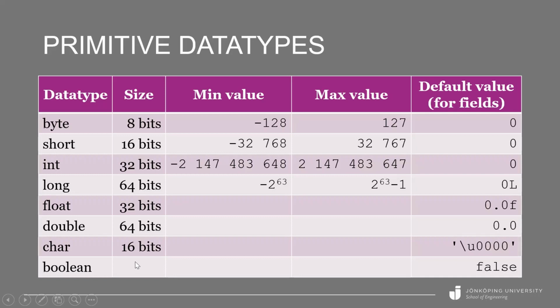So local variables: when you create a new local variable, you always need to give it an initial value. When it comes to classes, which we'll get back to later, the fields in the classes, or the instance variables, you don't need to assign them a default value. If you don't do that, Java will assign them a default value for you. And here you can see which default value that is.